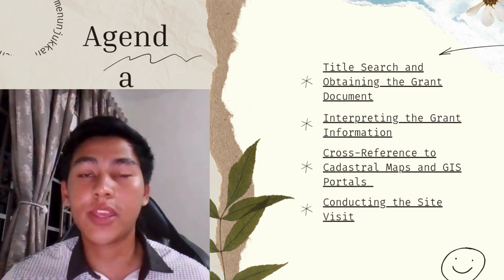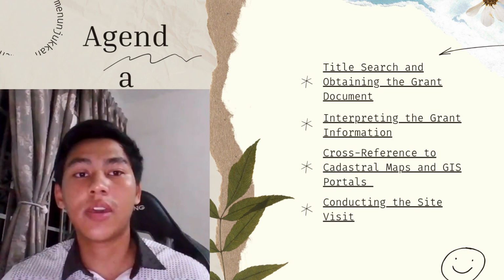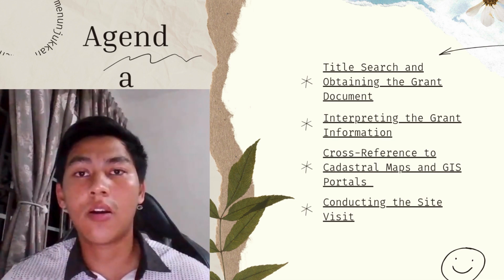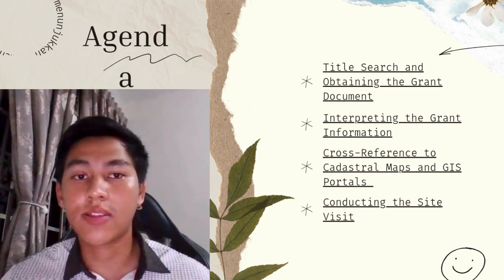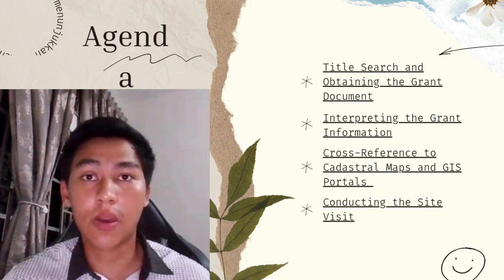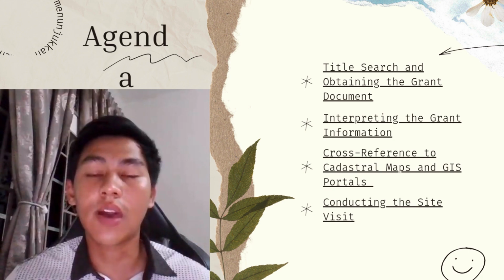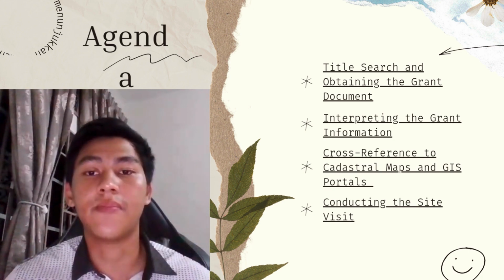My name is Ashar Zulkarnain bin Muhammad Sabir, and I'm going to explain to you how you can locate a property in Malaysia using a Geran Mukim or Mukim Grant, from online database and online title search to site visit.